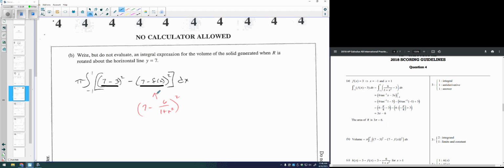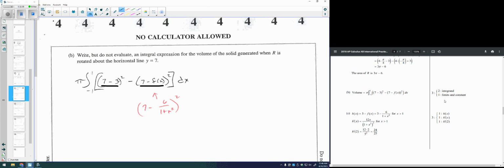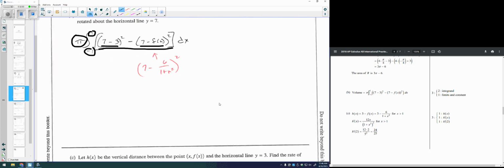All right. So for this one, we get 2 points for the integrand. This is called the integrand. We get 2 points for that. And you get 1 point for the limits and the constant. So 1 point for this and this. Okay. If you had the pi and your limits right and none of this right, you got a point. Okay. Question C.